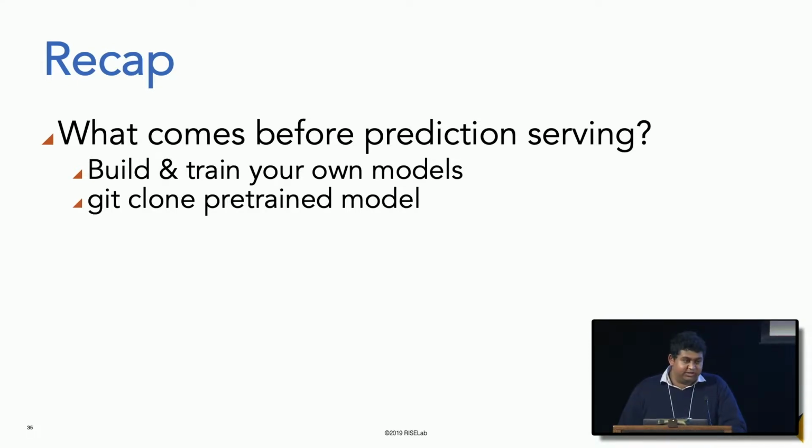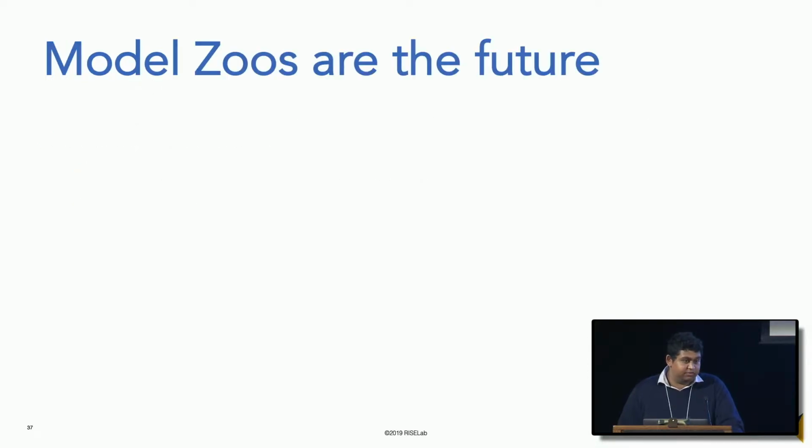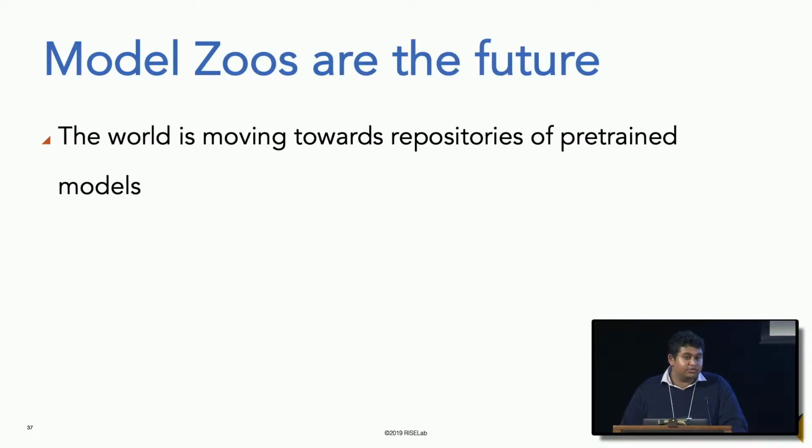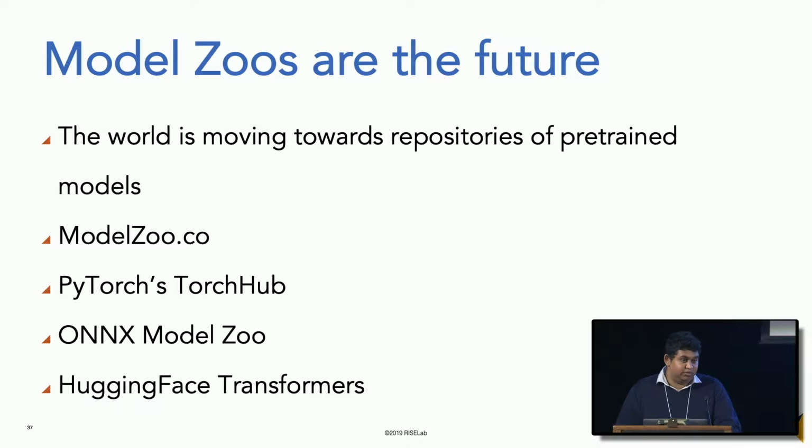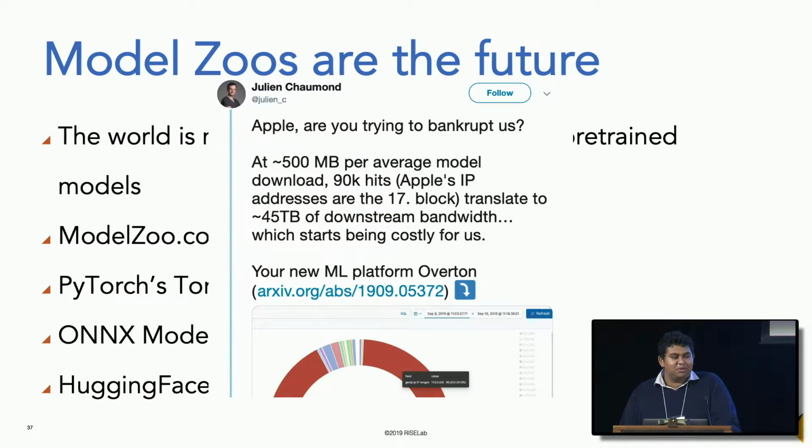We'd like to make a bold prediction. ModelZoos are the future. ModelZoos are repositories of pre-trained models, and the world is moving towards them. To list a few very popular examples, you have ModelZoo.co, PyTorch's Torch Hub and Torch Vision, ONNX ModelZoo, and Hugging Face Transformers. And if you don't believe me, just ask Apple. Recently, Apple has been developing their new ML platform, Overton, that uses pre-trained transformers for internal ML development. In the process, they ended up downloading 45 terabytes worth of data off of Hugging Face's servers.